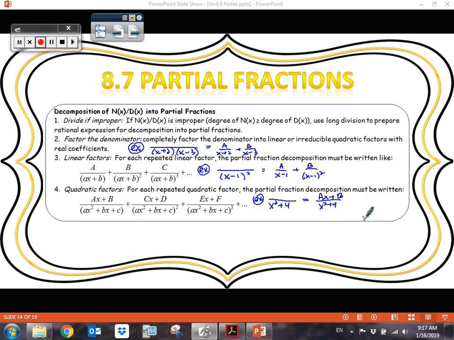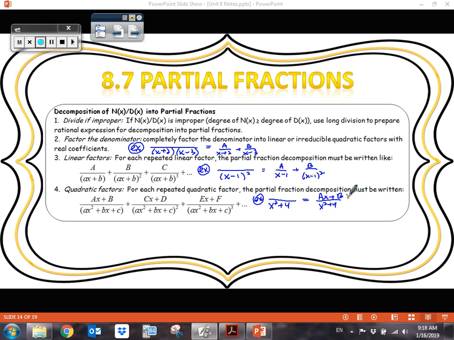Notice the pattern. If I have a linear factor, I'm just putting a single letter over it. If I have a quadratic factor, I'm putting a linear factor over it. Or it's not a factor, but a linear binomial over it. Okay, so that's just what we do. That's how we expand it.